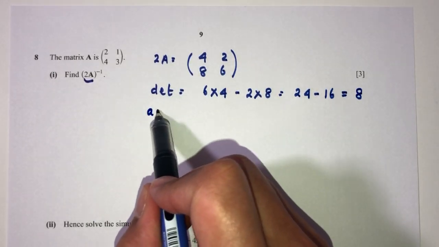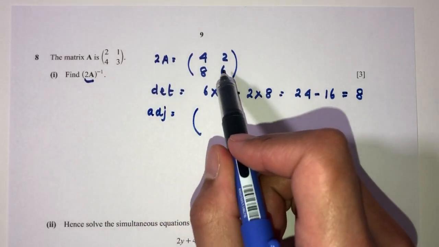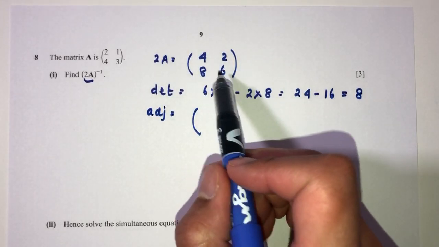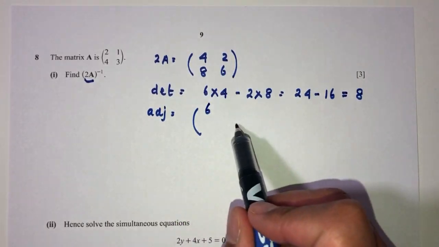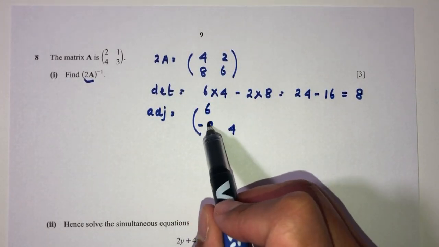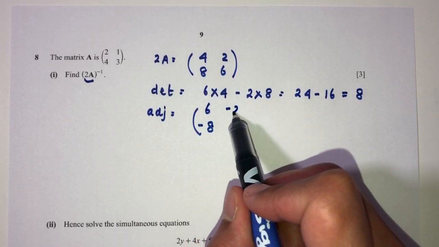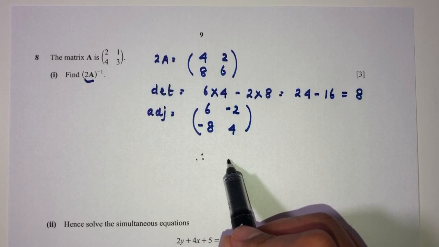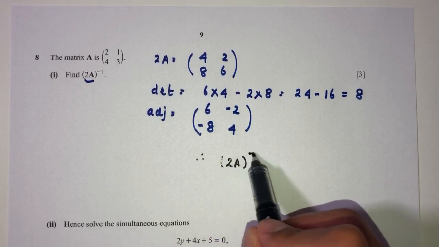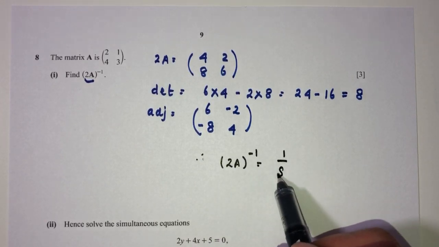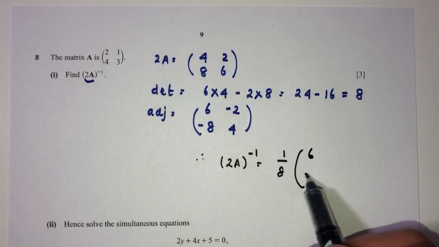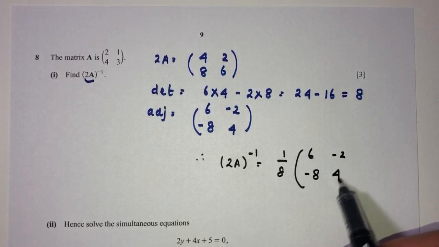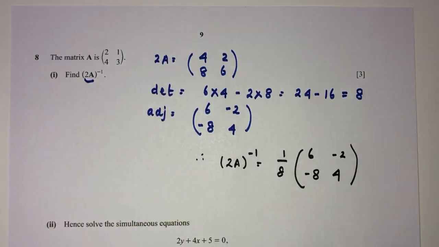Now we have to find the adjoint matrix. That will be, we have to switch the position. So 6 goes up, 4 goes down. Switch the sign. 8 becomes minus 8, 2 becomes minus 2. So from this we conclude that the inverse of 2A is 1 over determinant times the adjoint matrix. Okay, that will be part 1.